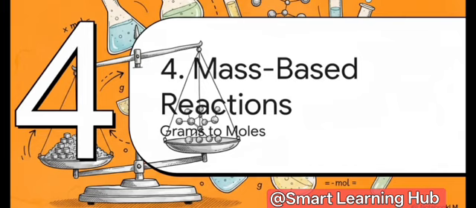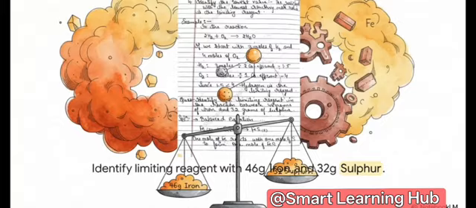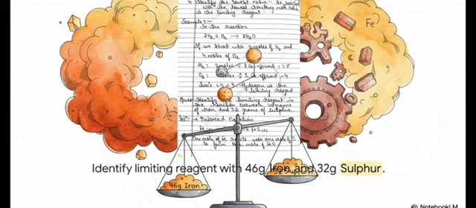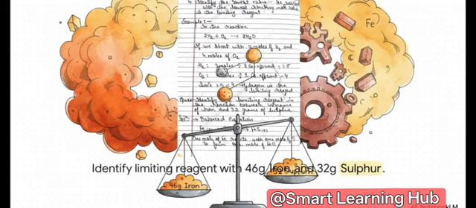All right, Section 4, tackling mass-based reactions, grams to moles. So what happens when we aren't handed nice, neat little moles, but instead we're given our starting materials in grams? Let's say we're asked to identify the limiting reactant in a reaction between 46 grams of iron and 32 grams of sulfur to form iron sulfide, or FeS.